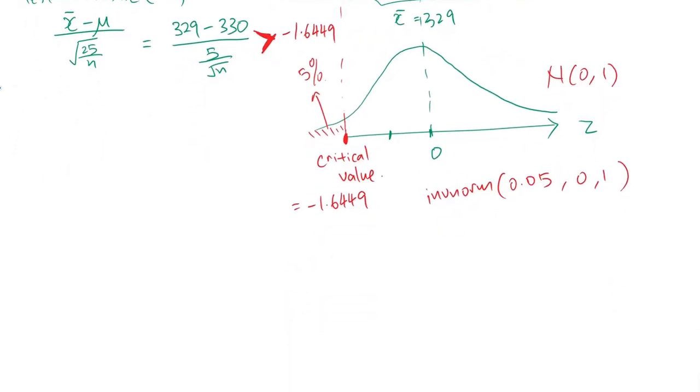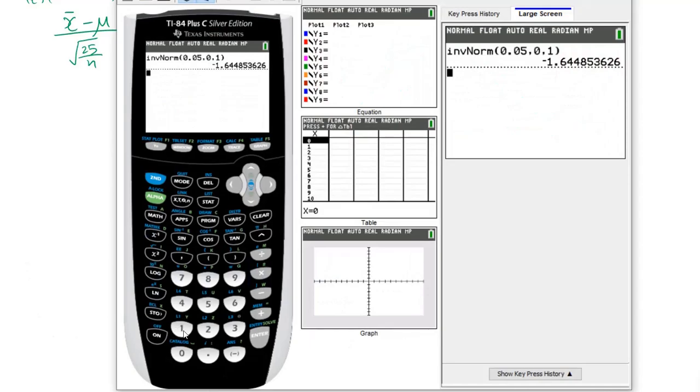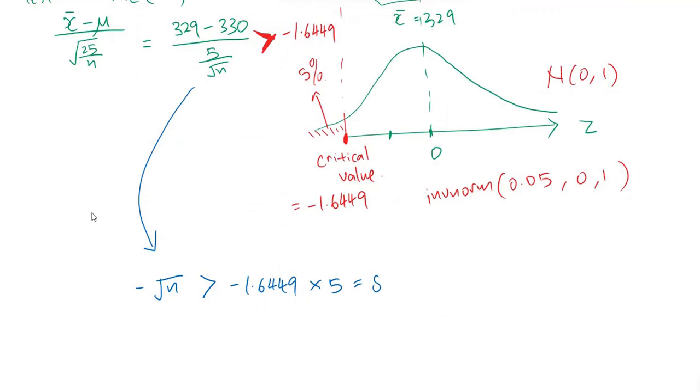Okay, in blue. So if I were to simplify this inequality, you will get negative square root n is greater than negative 1.6449 times 5. Let me just press my calculator first. So I have 1.6449 times 5 as, okay, that's 8.2245. Okay, so I can solve for n now.